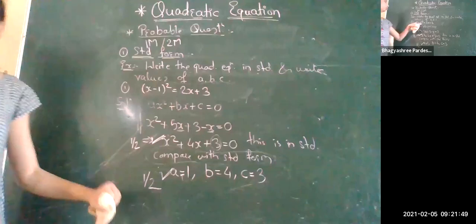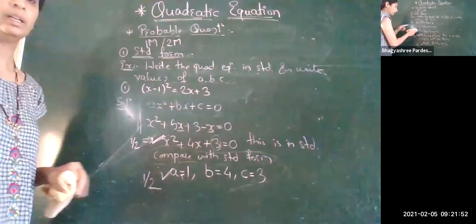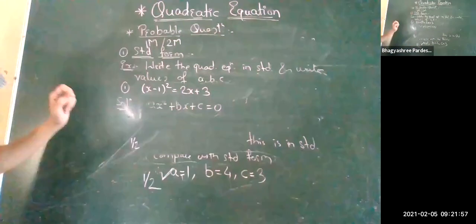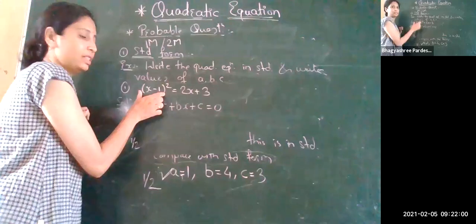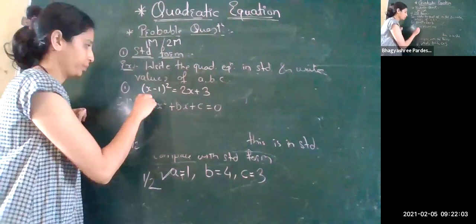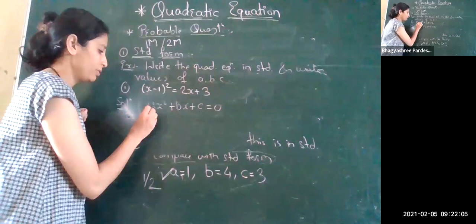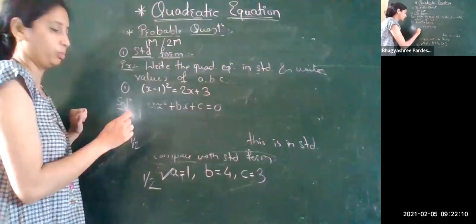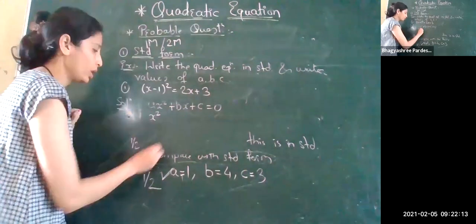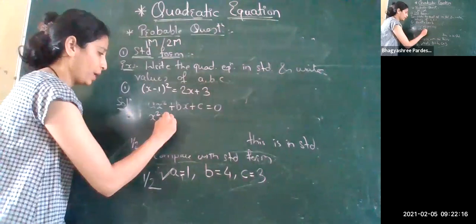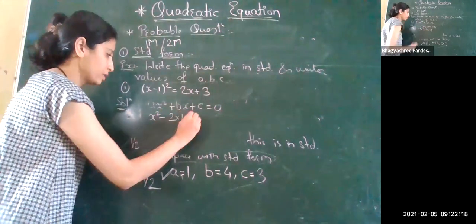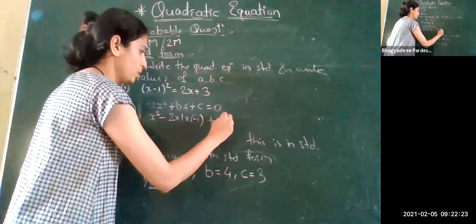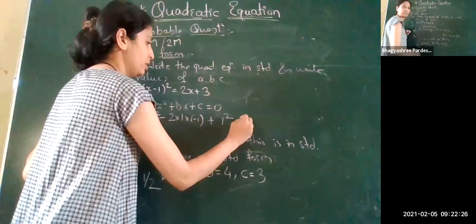Now again, we have to write this equation in the standard form. So what we are going to do here? Since this is a bracket square, firstly just simplify this. How to simplify the bracket square? It is of the form a minus b whole square. So simply use that formula. This is x square minus 2ab, that is a is 1 here and b is minus 1 here, and plus b square, that is plus 1 square. And this is equals to 2x plus 3 as it is.